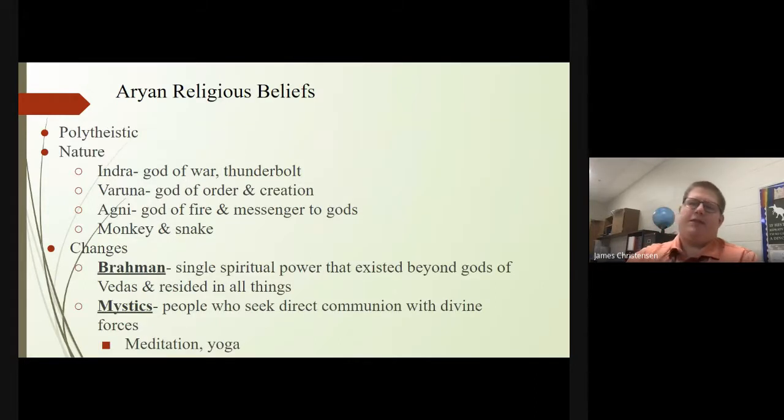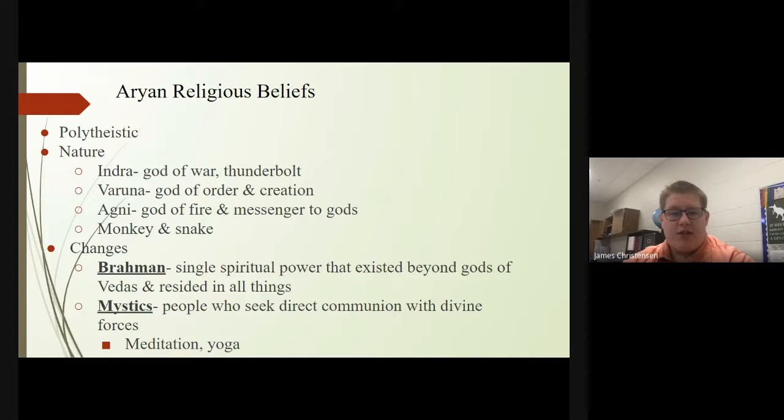Now, their religious beliefs, they were very much polytheistic in their religion, and their gods represented nature. And this included gods like Indra, the god of war and thunderbolt, Varuna, the god of order and creation, and Agni, the god of fire and the messenger to gods. They also believed creatures like monkeys and snakes were sacred.